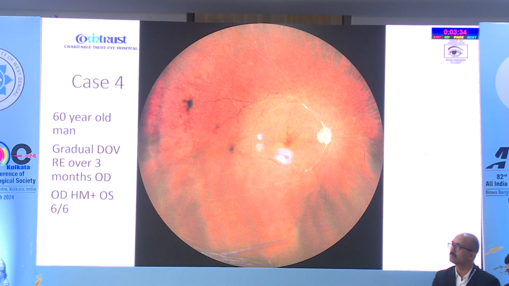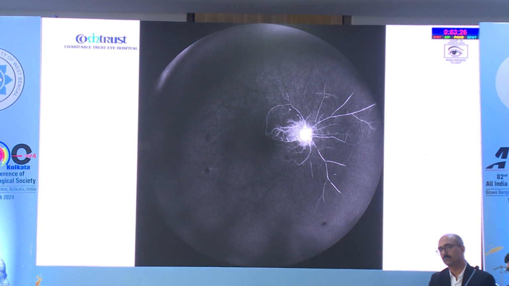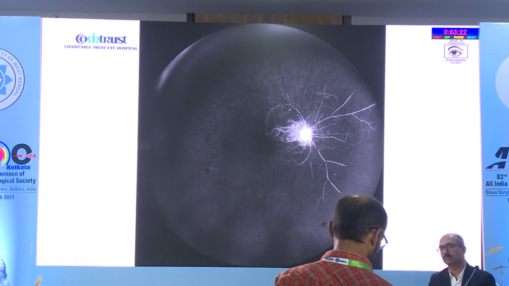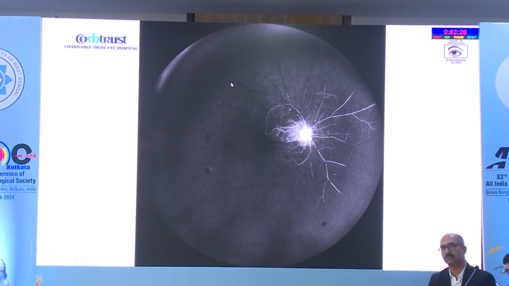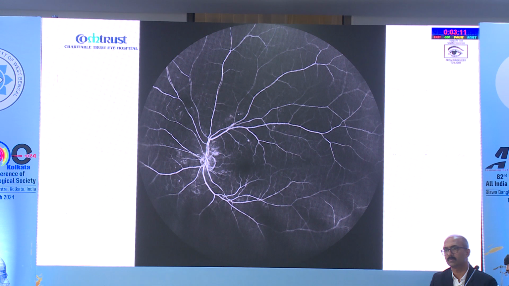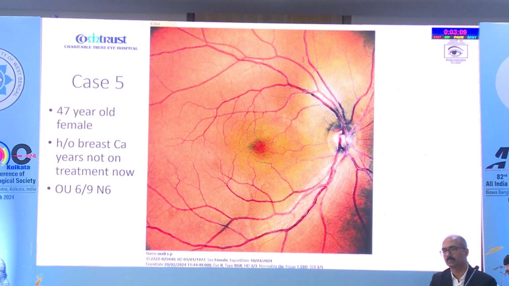This is the fourth case, which is a 60-year-old man who came with gradual diminution of vision in the right eye, diagnosed as CRAO elsewhere. When we did an angiography, you can see that even in the late phases there is no filling of vessels, only some vessels around the disc, but the rest of it is completely occluded. There is a total non-perfusion of the retina, and this patient on MR angiography showed a complete occlusion of the carotid system. This other eye shows mild NPDR only.